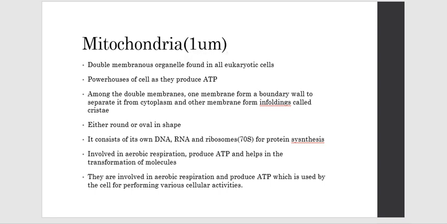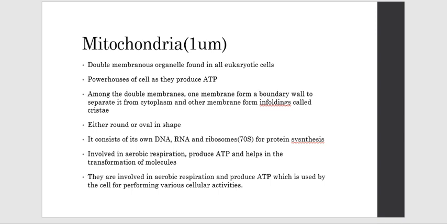Mitochondria is 1 micrometer in diameter, a double membranous organelle found in all the eukaryotic cells. So mitochondria are involved in the production of the ATP, as the process of the aerobic respiration is involved in the production of the ATP. So this particular function occurs in the mitochondria.